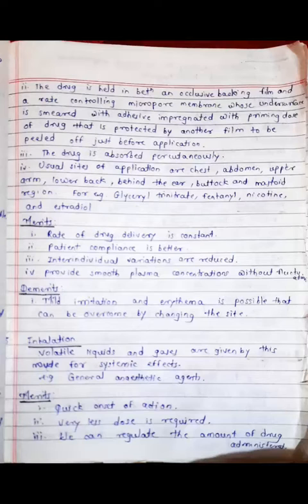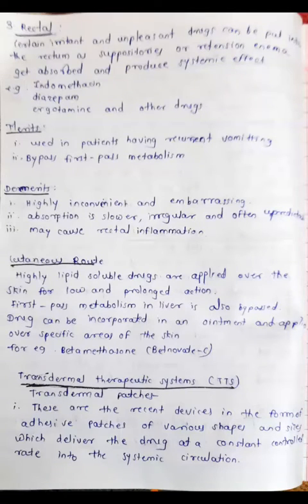So what are the demerits? Mild irritation or erythema is possible, that can be overcome by changing the site. It is very rare. Generally this demerit is not present in this route, but in a few cases mild irritation or erythema is possible, that can be overcome by changing the site. So this is about the cutaneous route.